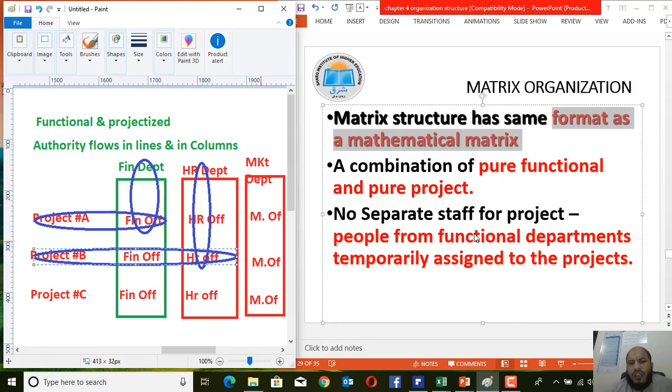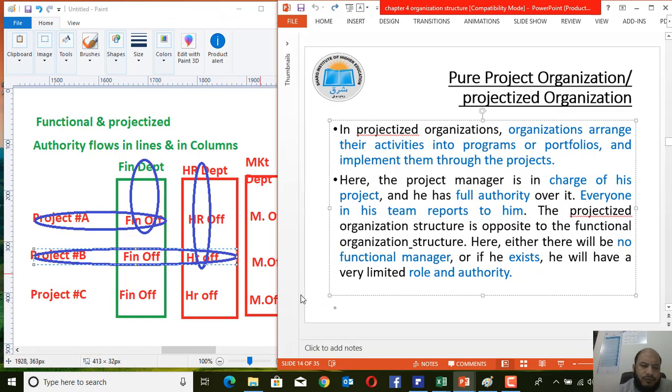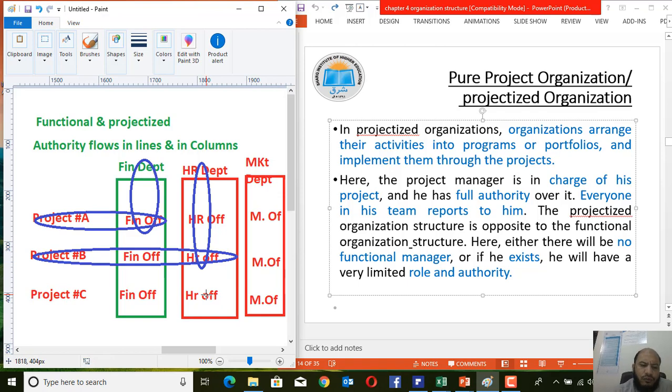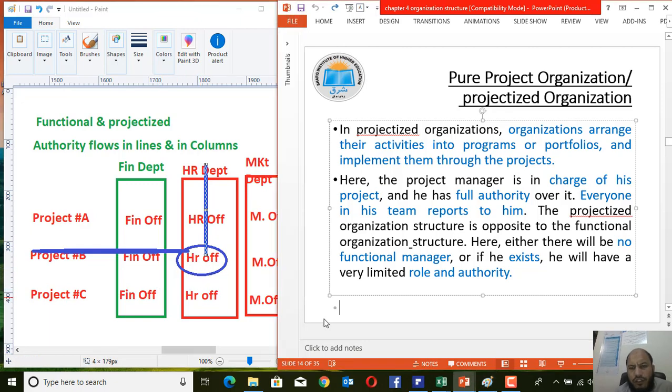This means that there is no separate staff of project people; they are temporarily assigned from the functional department to the project. This means that the person who will be hired for the project, for example project B, we will not hire from the external environment. We will only assign a person from the functional department, and he will be responsible to achieve the project goals or the project activities.